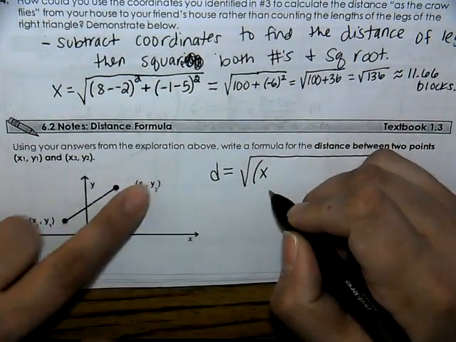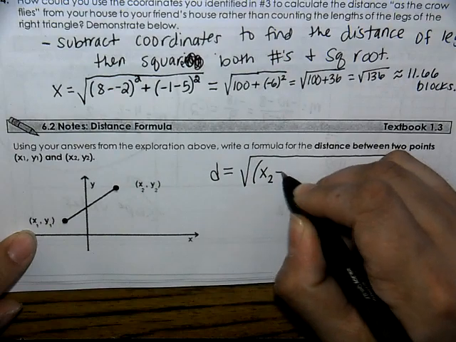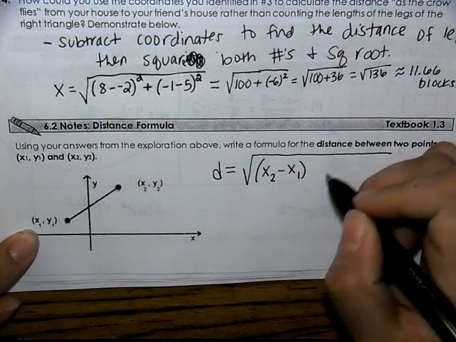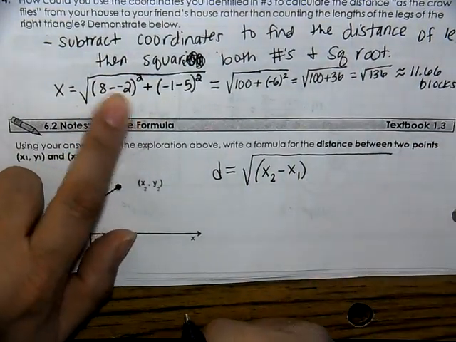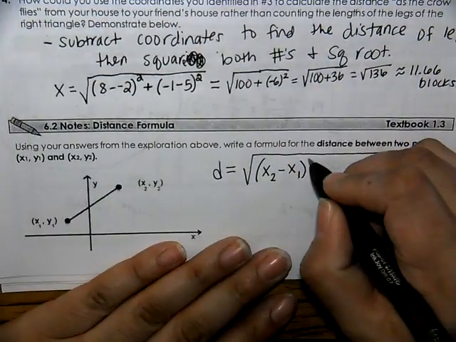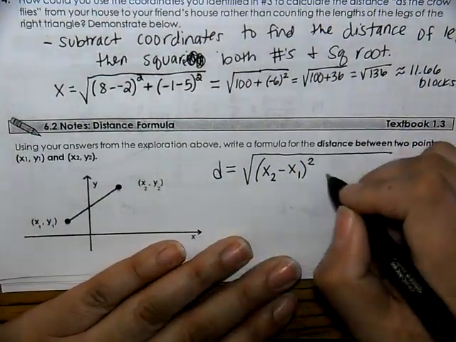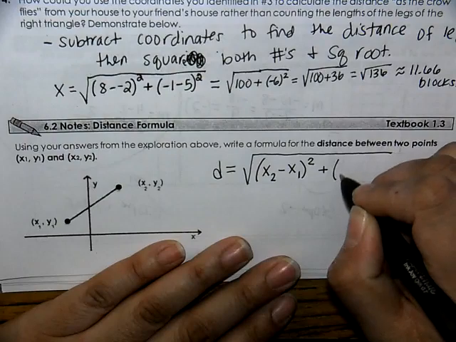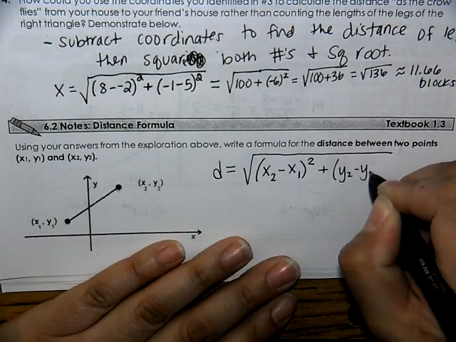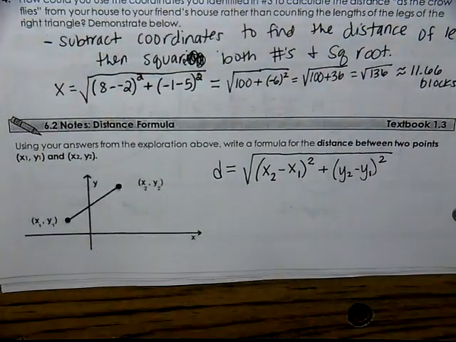So we're going to say, let's take the x's, x2 minus x1, and subtract them, like we did up here when we were working with those coordinates. And you're squaring that whole parentheses. Do the same thing for y2 and y1. Again, the order won't matter, but you do have to square it.